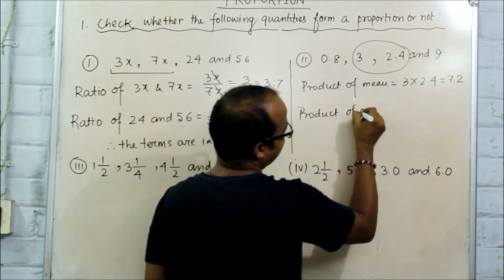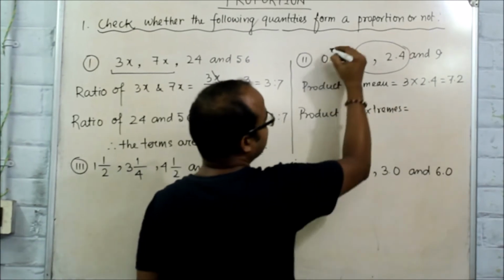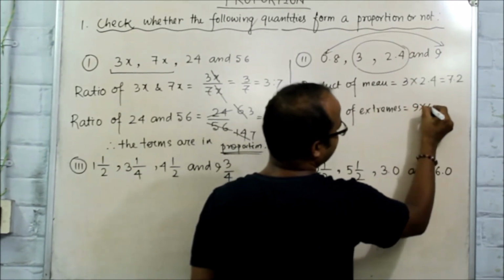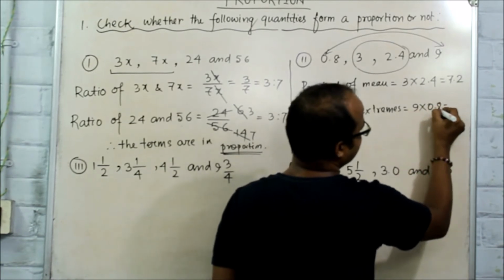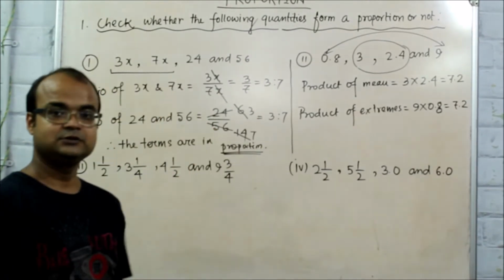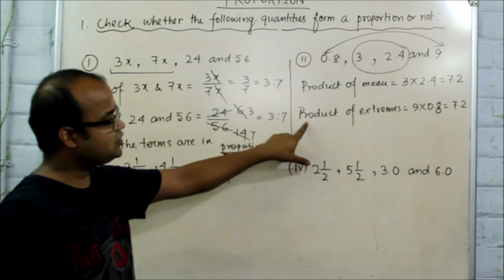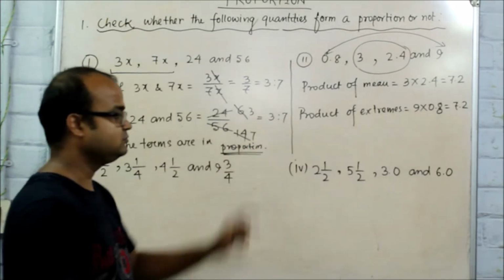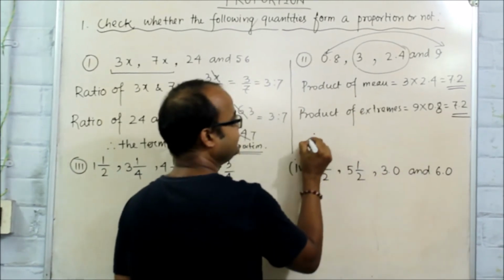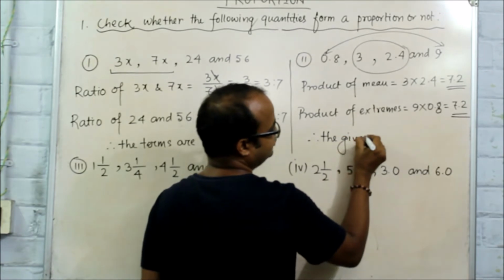Product of extremes. The product of extreme means 9 into 0.8. 9 into 0.8. So this is equal to 7.2. Clear? Now you are seeing product of mean is equal to product of extreme. They are equal, 7.2 and 7.2. Therefore we can say that the given terms are in proportion.